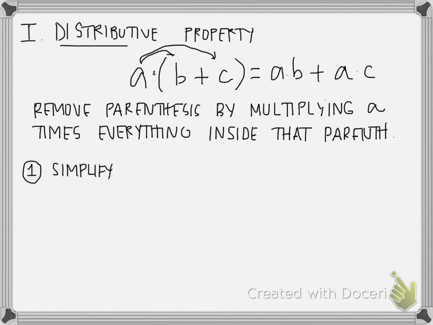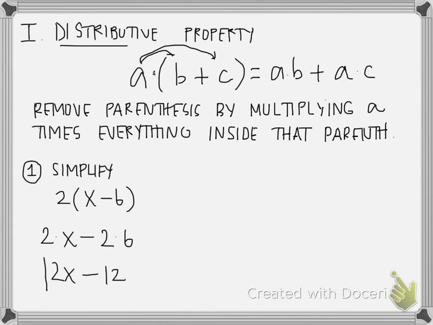Okay, so if I wanted to simplify 2 times x minus 6, what I'm going to do is I'm going to simplify this by multiplying everything by 2. So I'm going to say 2 times x minus 2 times 6. So that's going to be a 2x minus a 12.